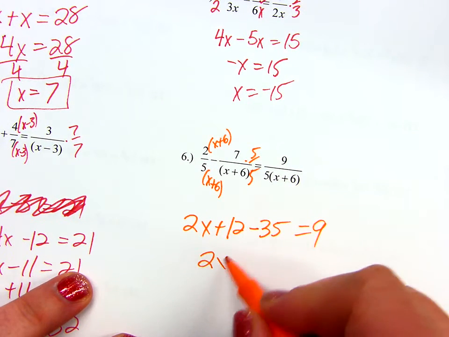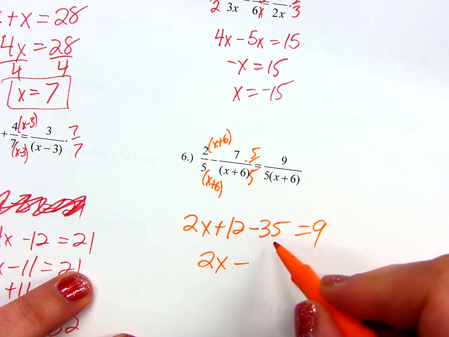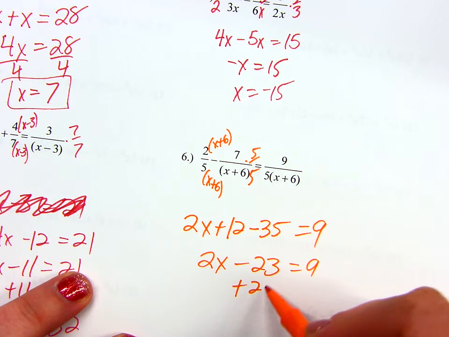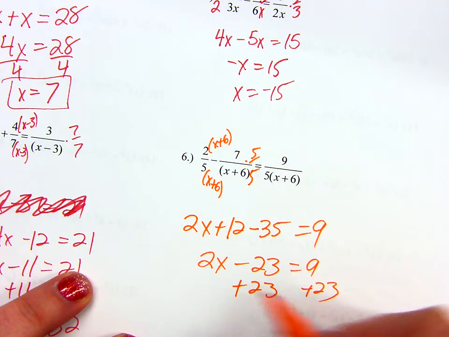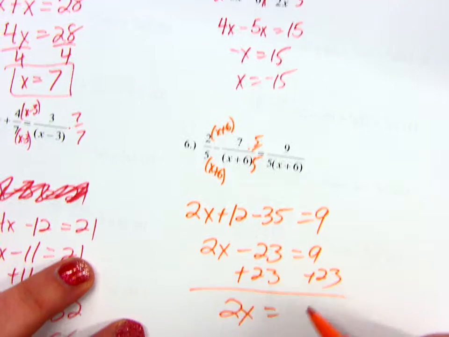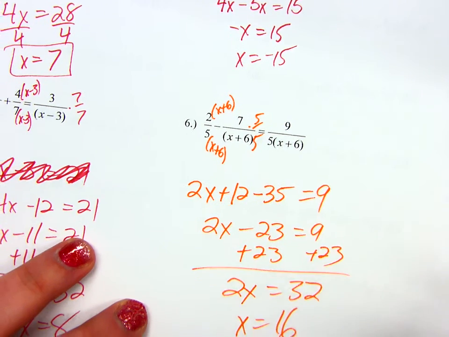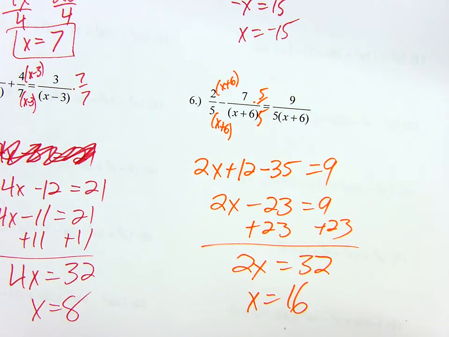So, did you get the following? What's that, 23? Add 23 to both sides. Did you get 16? Hooray!